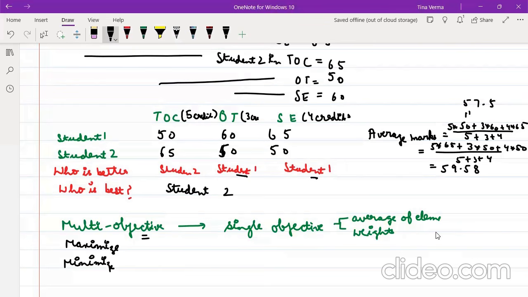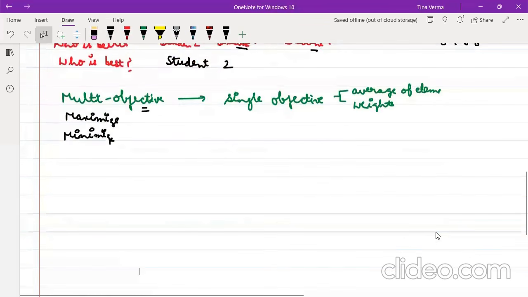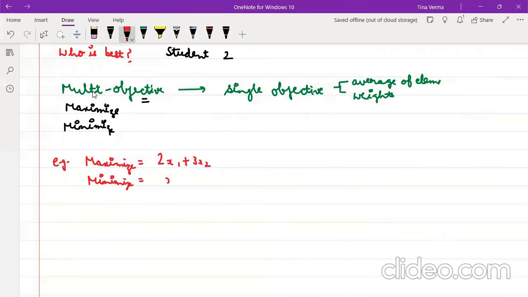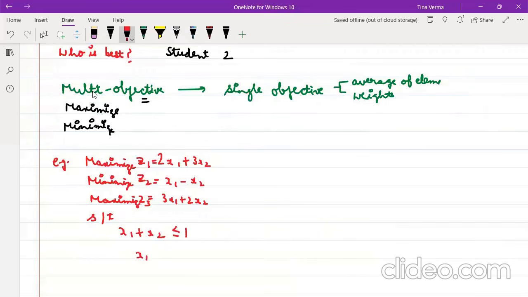Is this clear? Yes or no? One more definition is the efficient solution, which is mentioned in your syllabus. Suppose we have one objective, maximize 2x1 plus 3x2. We have minimize x1 minus x2. We have a third objective, maximize 3x1 plus 2x2. जैसे आप पहले नोटेशन देते थे, you can give it z1, z2 and z3. We have three objectives and one constraint, x1 plus x2 less than or equal to 1, and x1 and x2 are greater than or equal to 0.